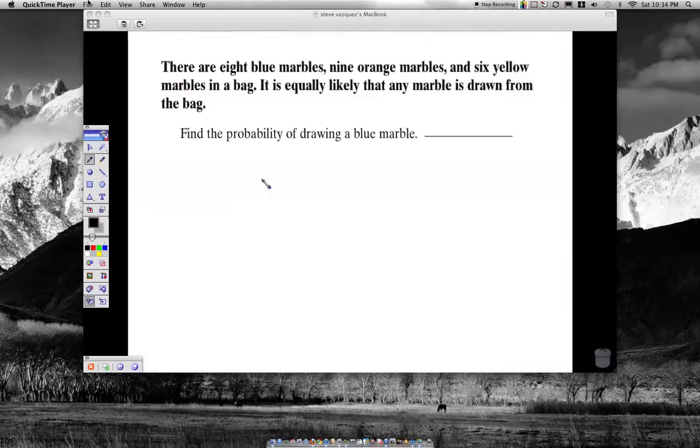Other possibilities for probability type questions have to do with marbles. We're going to find the probability of drawing a blue marble. That's the probability of blue, which is going to be the event happening if you pull out a blue marble, divided by the total number of marbles.